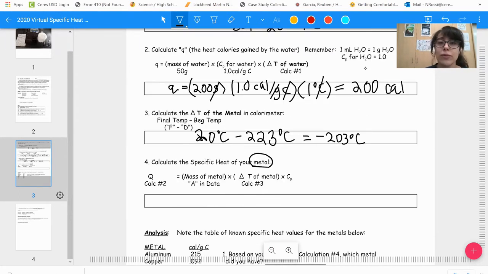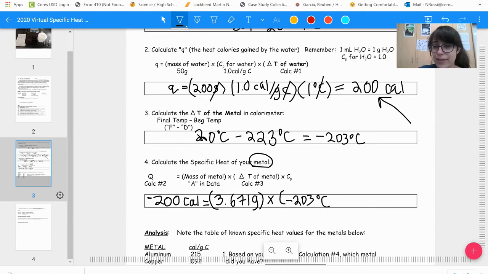So now we will use the energy value that we found in question 2. However, it's going to be negative in the case of metal, and that's because when the metal heated up, it lost heat when it was placed into the room temperature water within the calorimeter. So this is going to be negative 200 calories, and it's going to be equal to the mass of the metal, which is equal to 3.671 grams, times our change in temperature, which is negative 203, times our specific heat. Okay, so now we're ready to begin conducting this calculation.